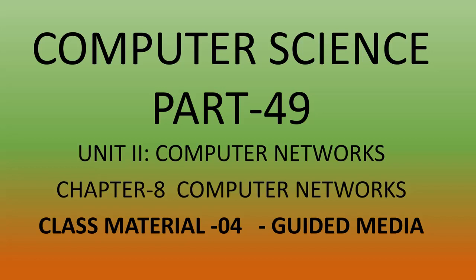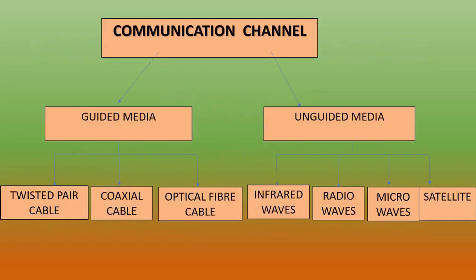Welcome all of you. Last class we studied about transmission media. Transmission media means a media which is used to transmit signals from one device to another. We studied about two different types of transmission media, guided media and unguided media. Guided media means there is a physical path to transmit data from one device to another.